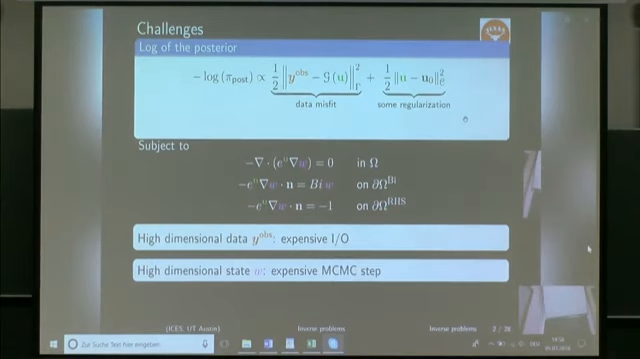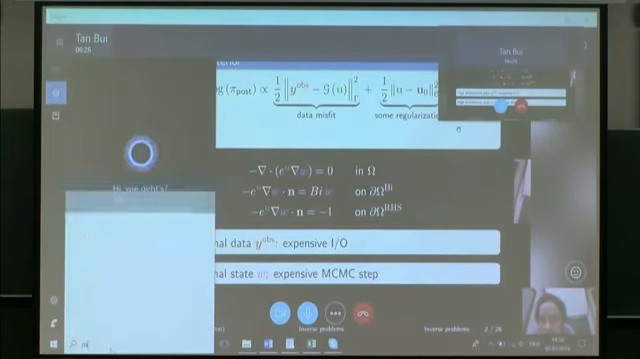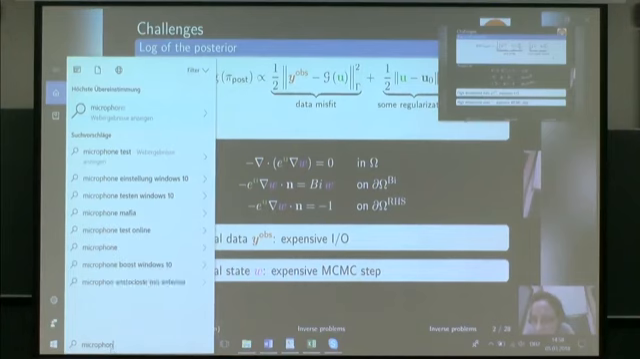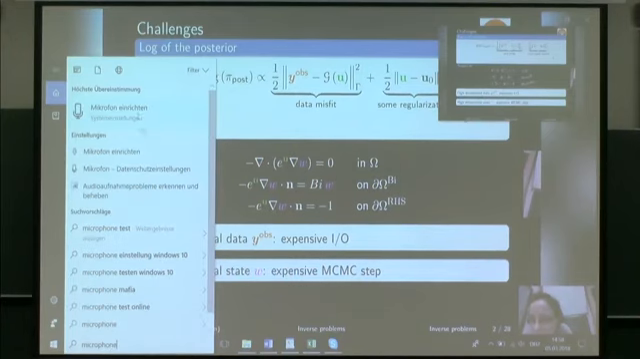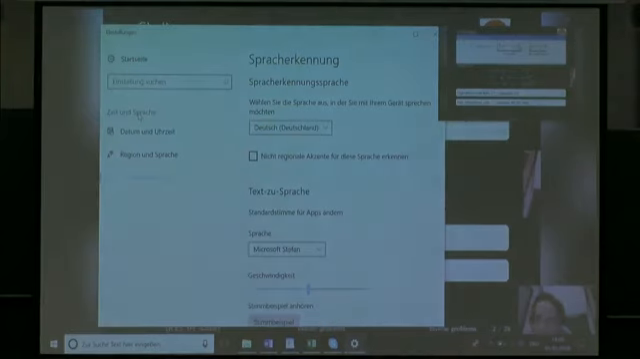The second obstacle is the state w. As many of you know, we need to discretize the PDE, and depending on the mesh size, the dimension of w could be very large. If the dimension of w is large, and the problem is nonlinear or even linear, it's very expensive to solve each of the PDEs, especially when we talk about Bayesian problems with MCMC. Each MCMC step requires a solution of the forward equations, and if the equations are expensive to solve, that's going to be problematic.